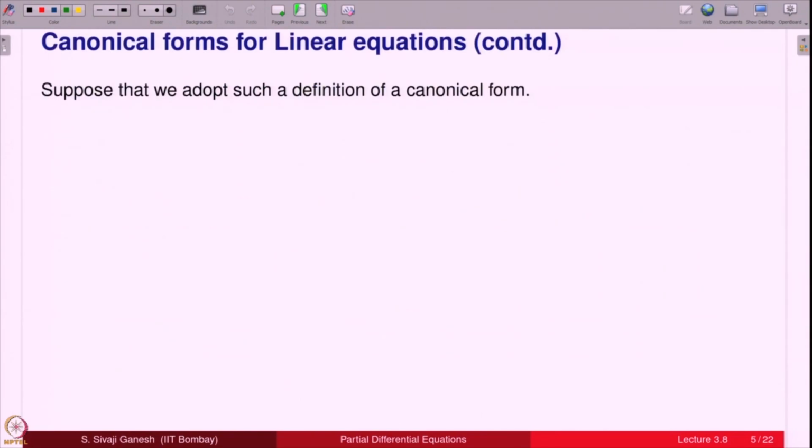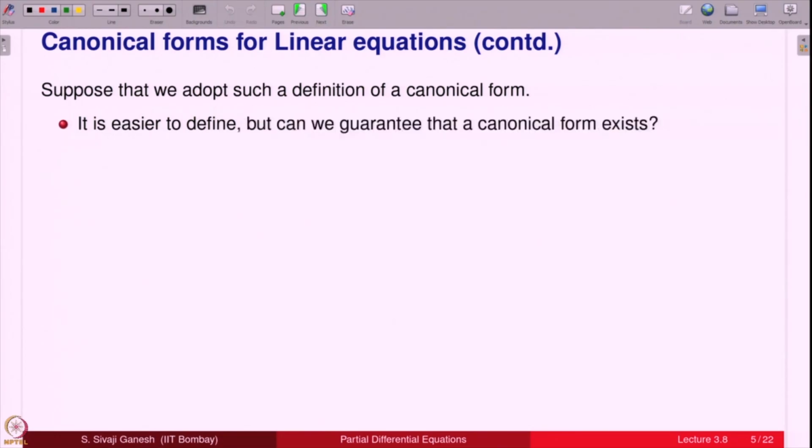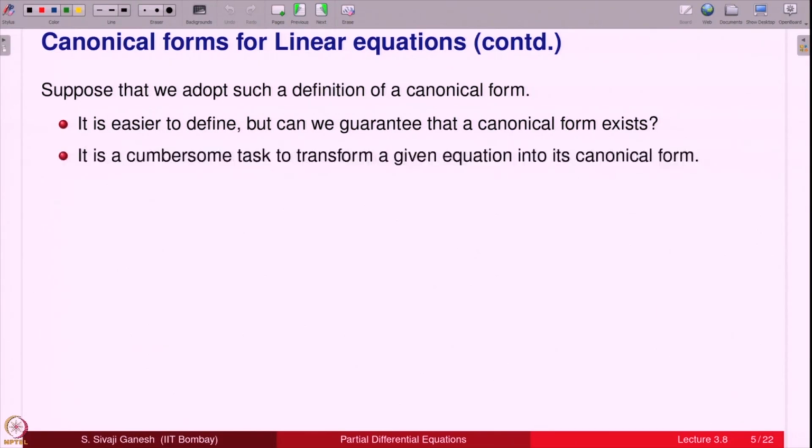Now, suppose we adopt such a definition. Let us say that, it does not matter, my definition of canonical form is an equation in which no mixed partial derivatives appear. Of course, it is very easy to define anything, no problem. But can we guarantee that a canonical form exists? This is a natural question, otherwise there is no use of this definition. So, can we guarantee that a canonical form exists?